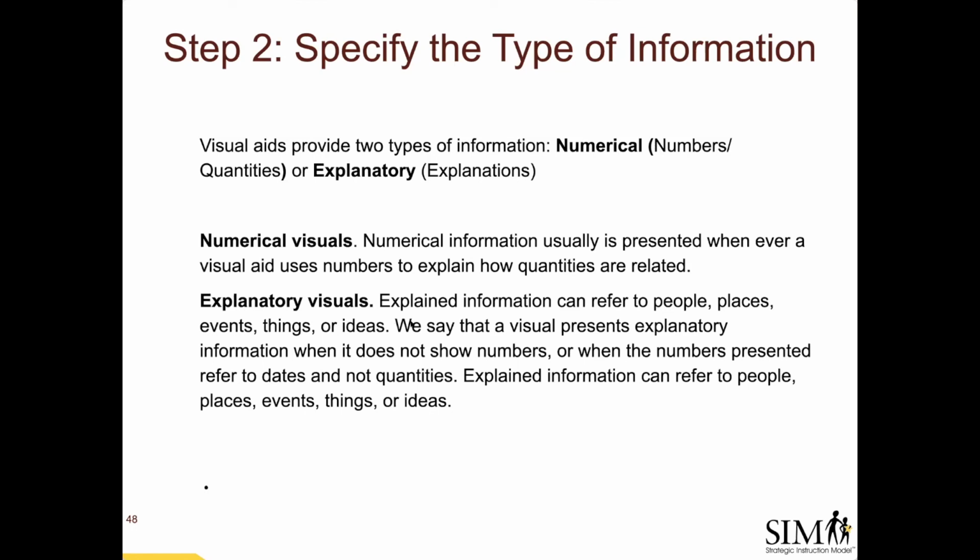Now, there could be a combination of these things, but it tends to be presenting numerical information where the numbers are the important outcome, or an explanation of something that's happening. We say that a visual presents explanatory information when it does not show numbers or when the numbers presented refer to dates and not quantities. So dates could be over a period of time. Explanatory information can refer to people, places, events, things, or ideas, or what they're doing.